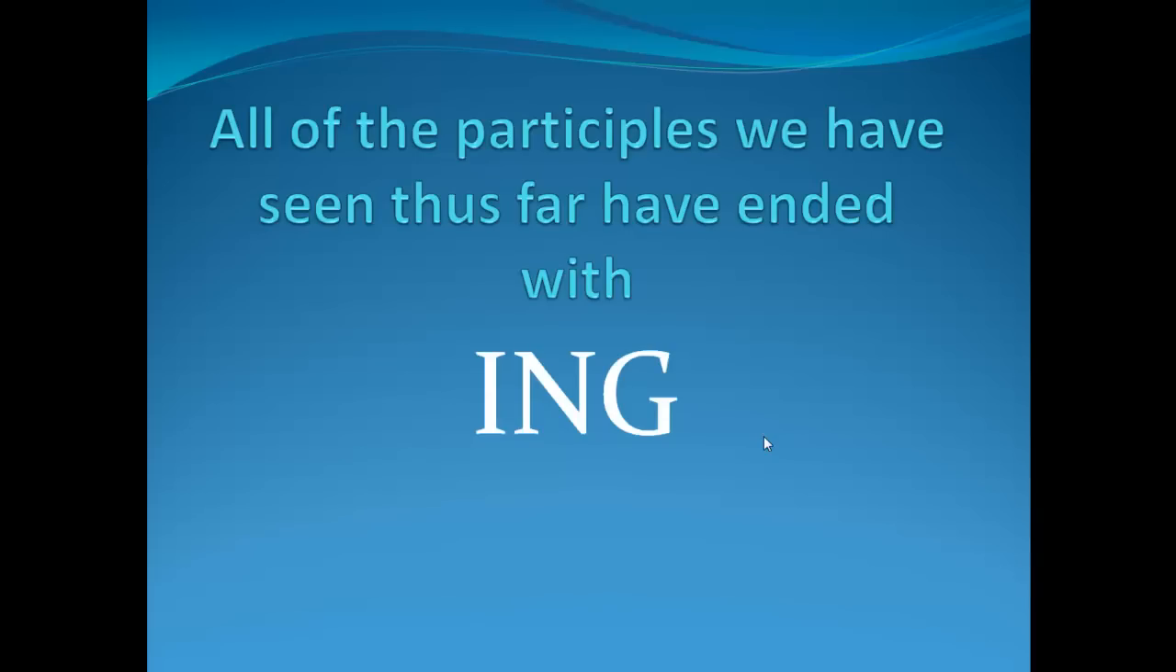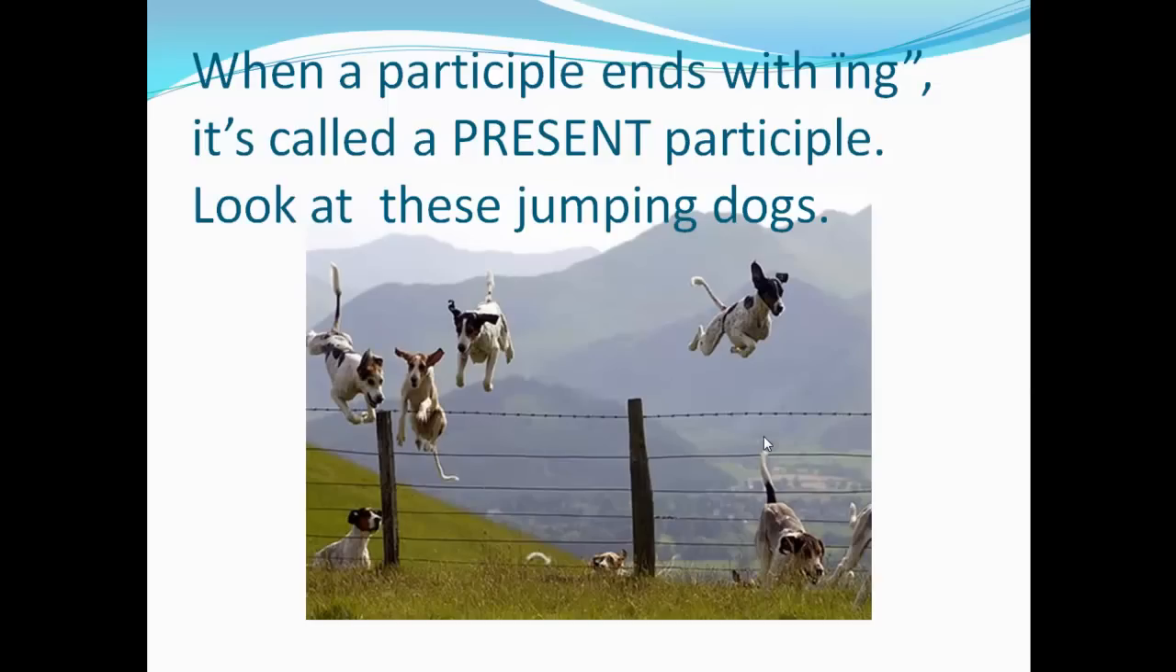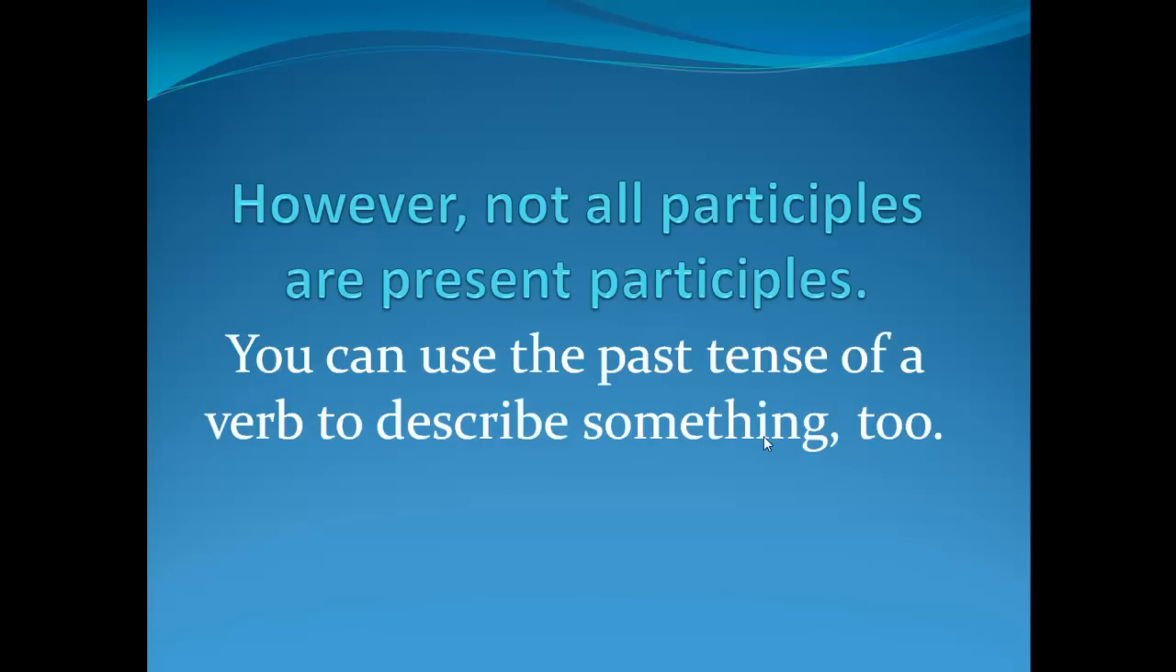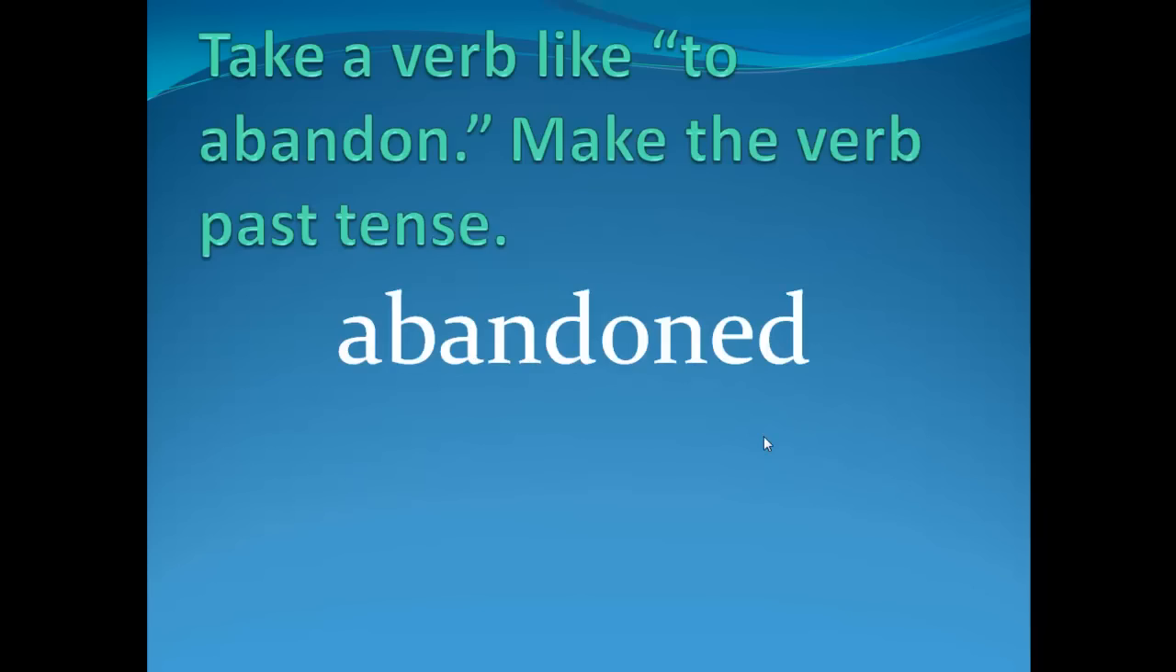All the participles I've discussed so far have ended with the letters ing. When a participle ends with ing, it's called a present participle. For example, here are some jumping dogs. Not all participles are present participles, just like all verbs are not present tense. You can use the past tense of a verb to describe something as well.